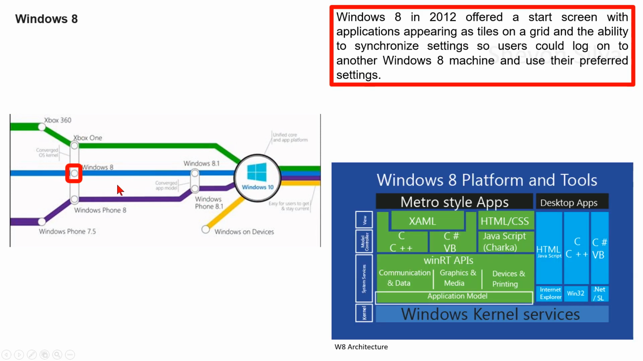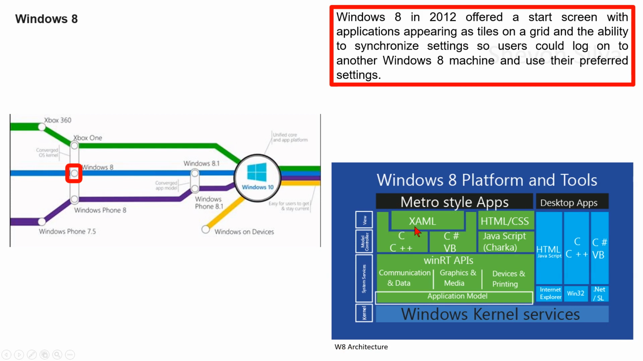Now we are focusing on Windows 8. Windows 8 in 2012 offered a start screen with applications appearing as tiles on a grid and the ability to synchronize settings, so users could log on to another Windows 8 machine and use their preferred settings. Here you can see Windows 8 architecture. Here you can see Windows 8 platforms and tools. Here you can see Metro style apps and desktop apps.